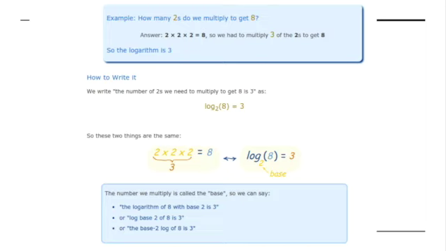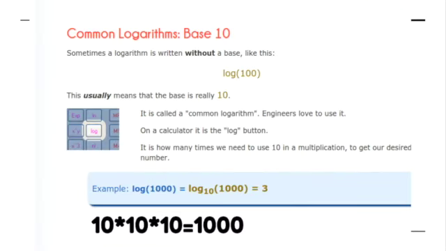Theoretically, we can have logs with all sorts of different bases, and we do, but generally we're going to be using the common logarithm, which is base 10, because we have 10 fingers, 10 toes, and that means we have 10 digits in our numerical system, which makes base 10 really easy. So our common logarithms are with a base of 10. 10 times 10 is 100, and then 100 times 10 is 1,000. So the log of 1,000 would be equal to 3.